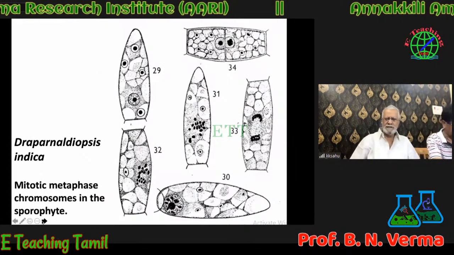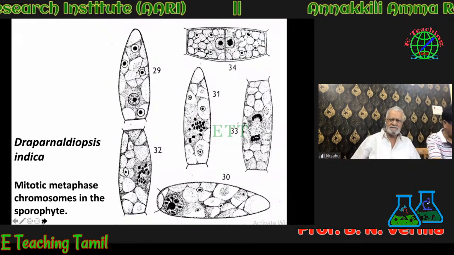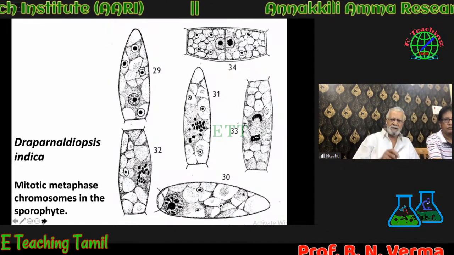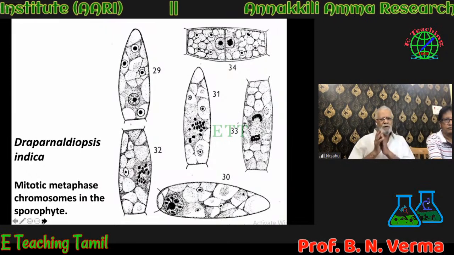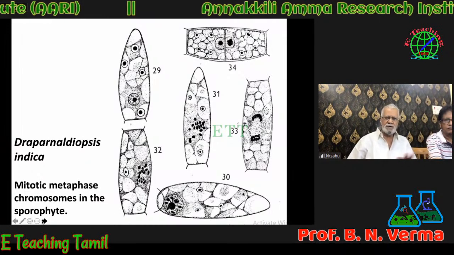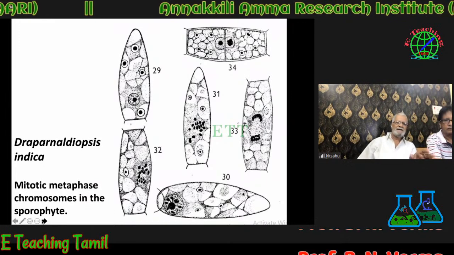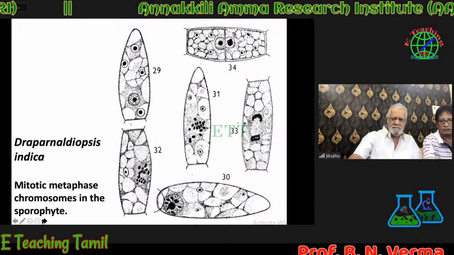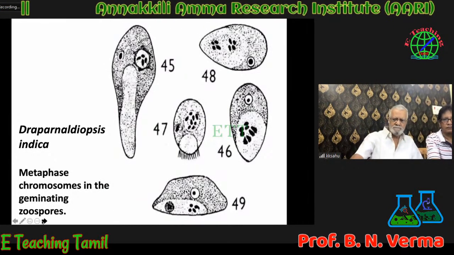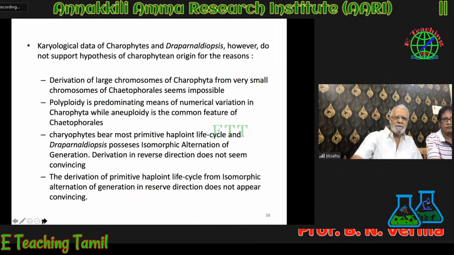This is the chromosome of Diplodeoxys. You can see how minute the structures are, you can't say where the centromere is, very small. So this is altogether quite different from the Charophytean chromosomes. There is no resemblance between the Chaetophorales and the Charales as regards cytological features. Again, these are the chromosomes of Diplodeoxys.